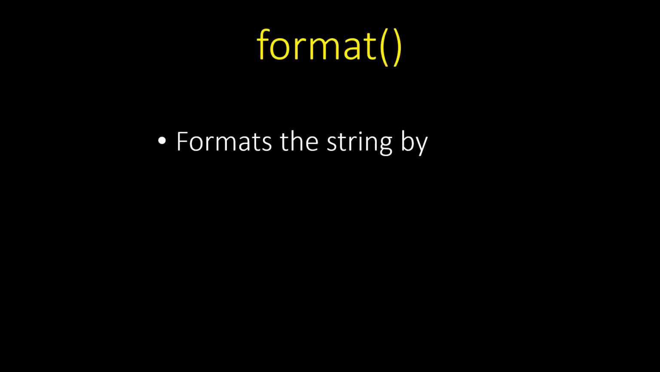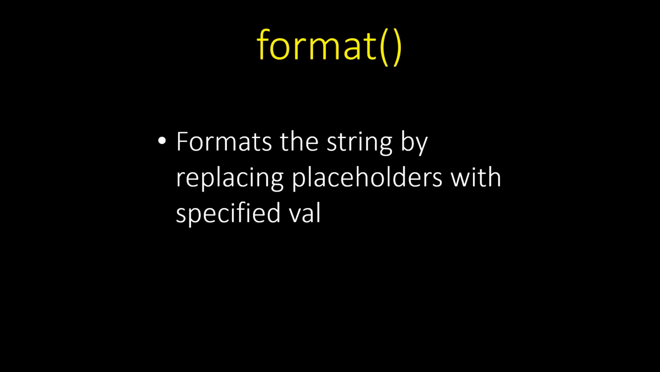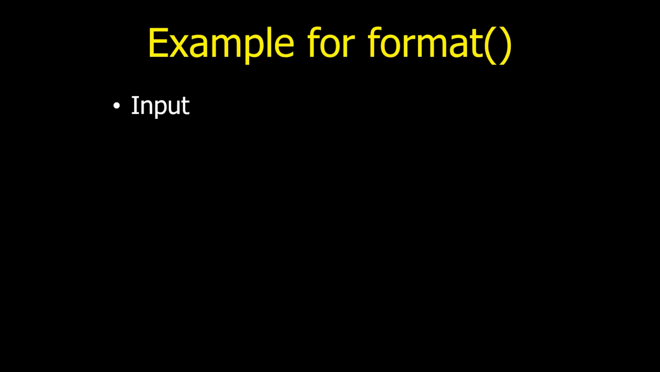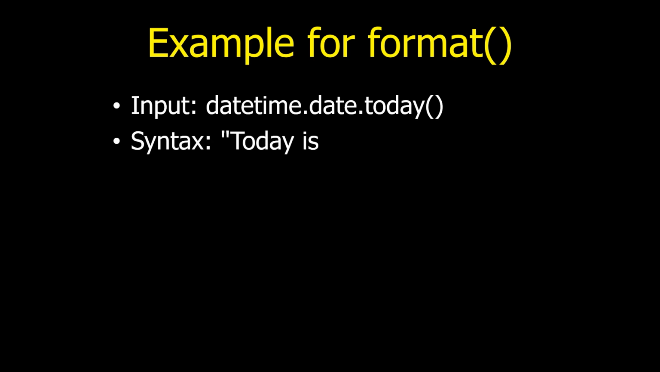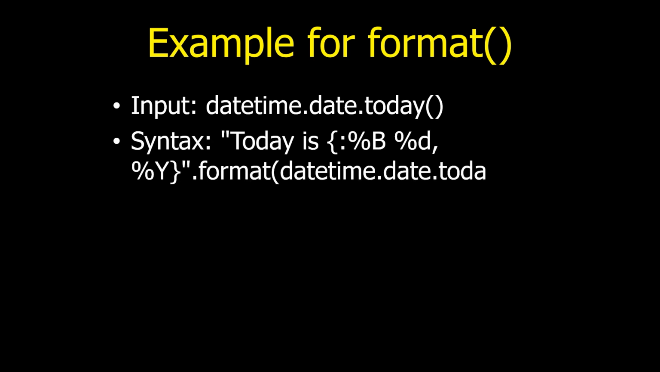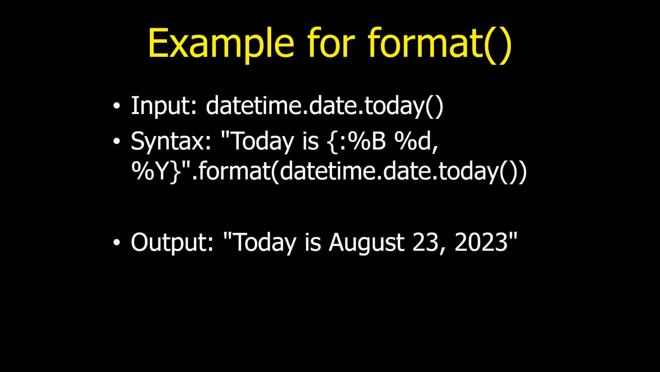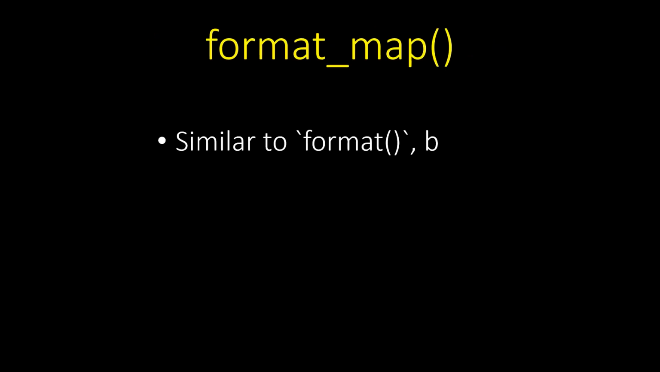When it comes to string formatting, Python offers the format method. It places specified values in a string. An illustration of this is formatting today's date. "Today is %b %d, %Y" becomes "Today is August 11th, 2023", given today's date.